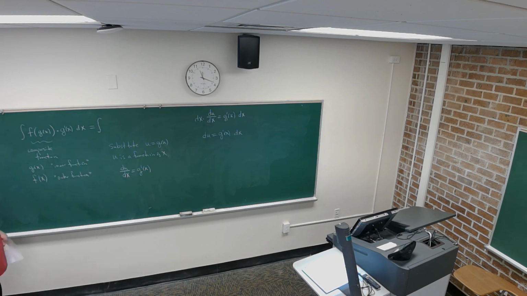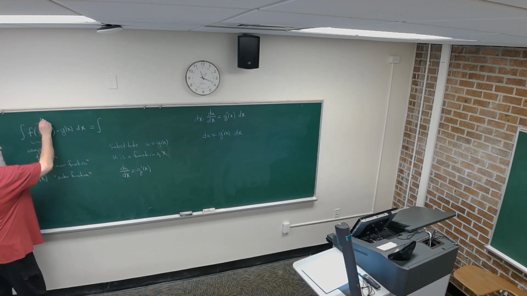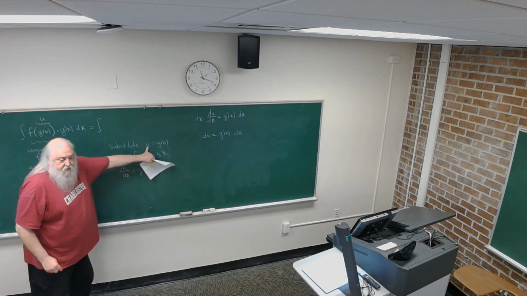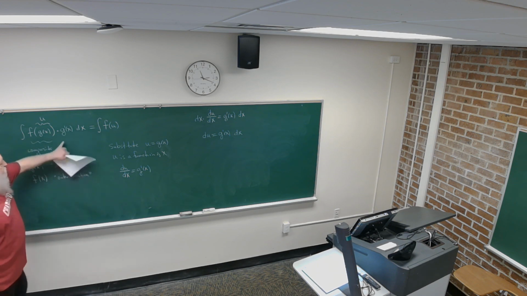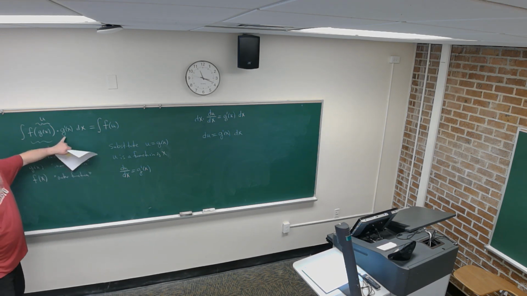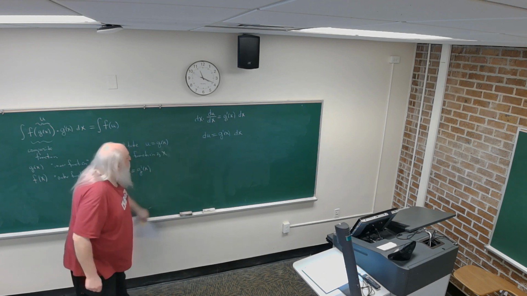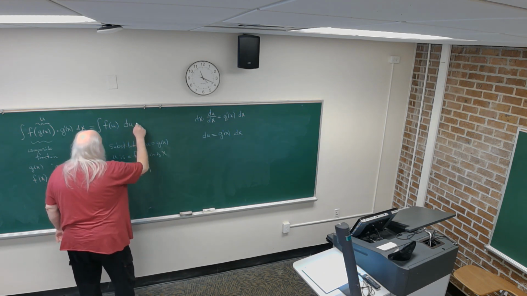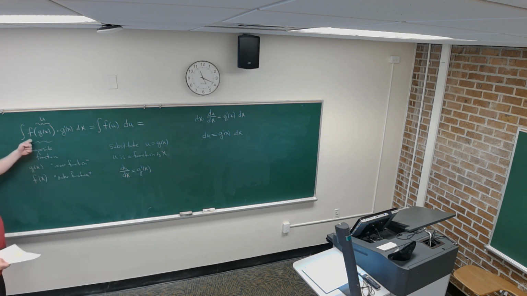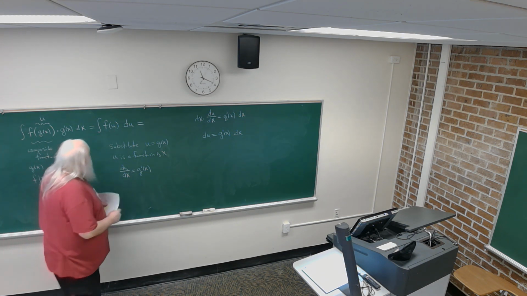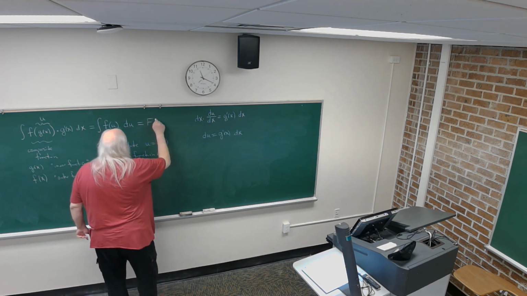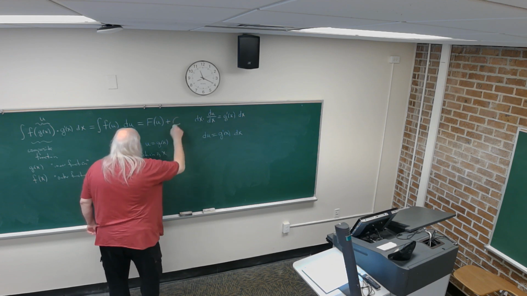So now when we do our variable substitution, we replace g of x with u, right? Because we set g of x equal to u. And g prime of x dx is now equal to du. And now we've transformed this problem that we couldn't find the antiderivative of into a problem where we know how to find the antiderivative. And the antiderivative of little f of u is big F of u plus c.